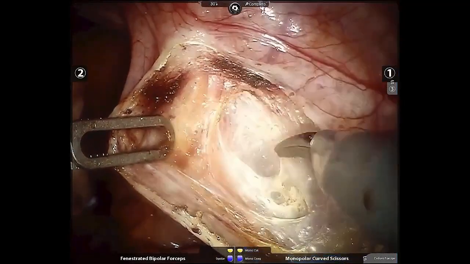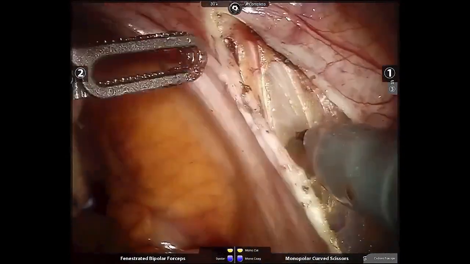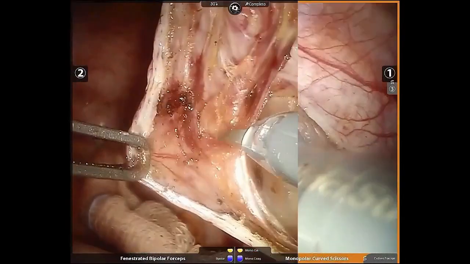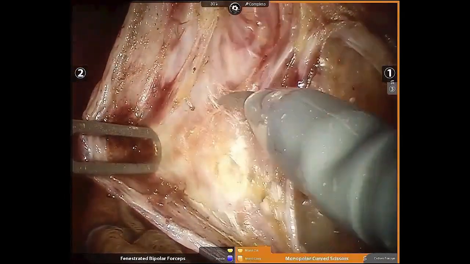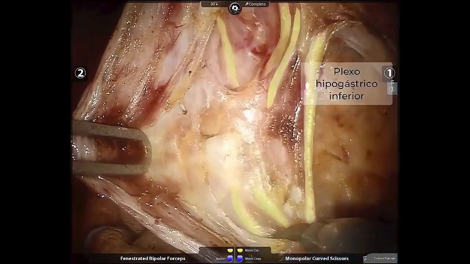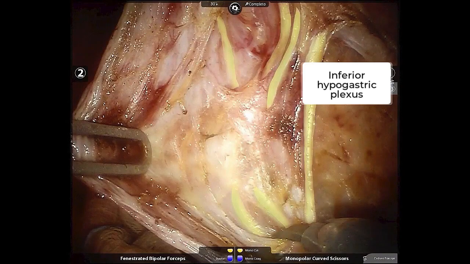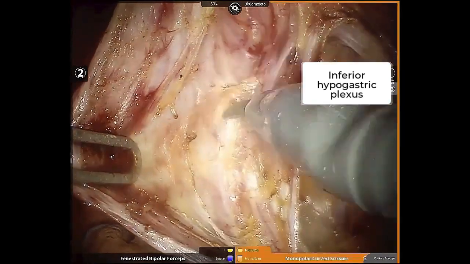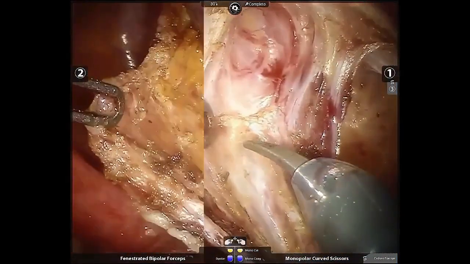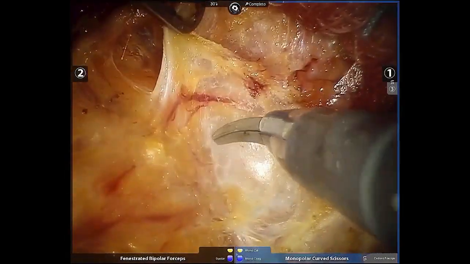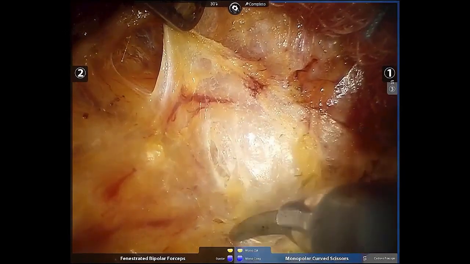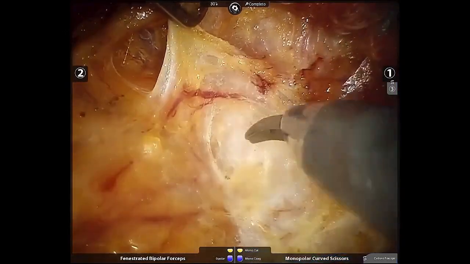Once the avascular plane is found, dissection is extended anteriorly. The dissection should occur along the peritoneal sheet, aiming to identify and preserve the autonomic nerves belonging to the inferior hypogastric plexus. By keeping the dissection medial to the hypogastric plexus, it is deepened until the upper surface of the tumour is exposed.